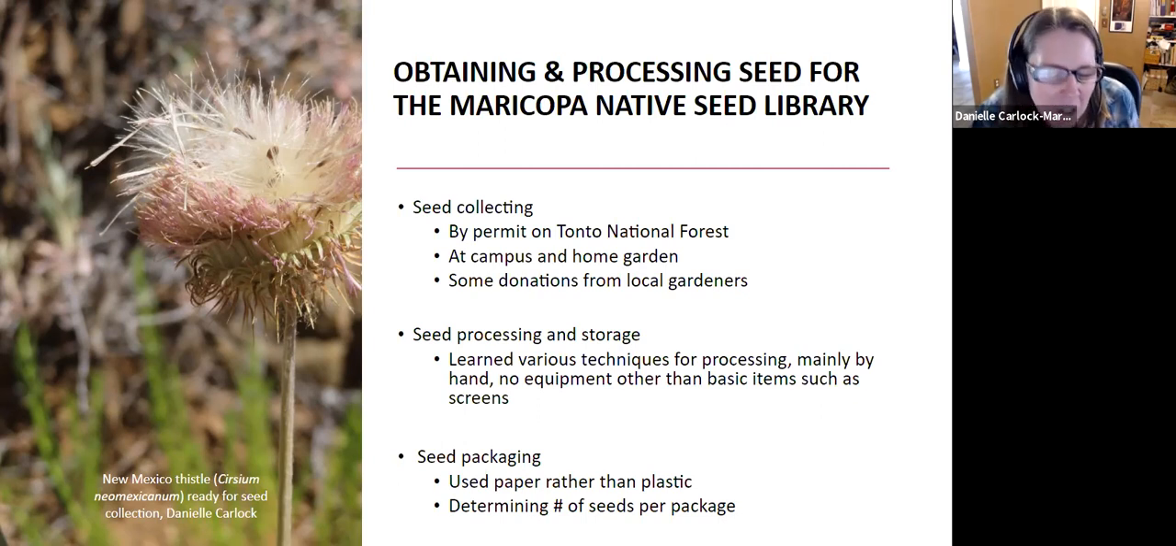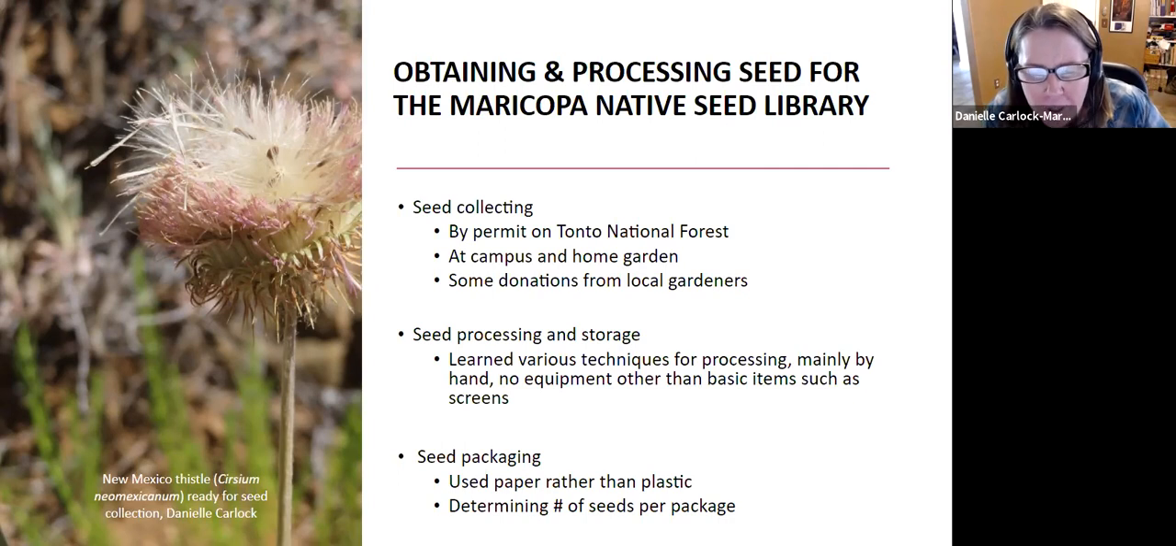And then I've gotten just a small amount of donations from trusted local gardeners that I can kind of verify what it is that's coming in. And that's been really helpful to fill in some of my gaps too. So then I've been learning seed processing and storage. I've been learning different techniques, threshing and winnowing and things like that. But I don't have any fancy equipment. I have screens. I don't have anything like the machines that clean seeds, any of that sort of stuff.